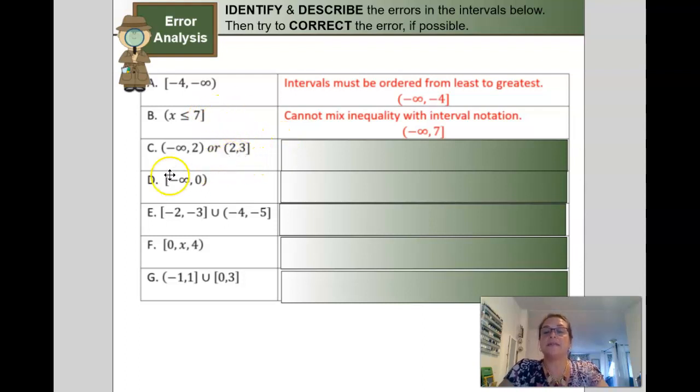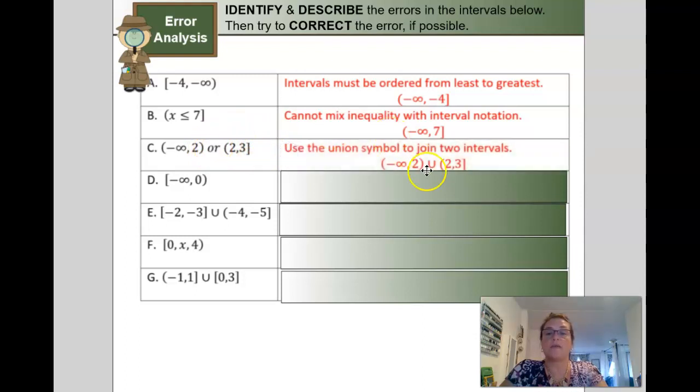Okay, in example C, this is two intervals, -infinity to 2 non-inclusive, or the 2 non-inclusive to 3 inclusive. So there's nothing wrong with the intervals themselves, right? They're going from least to greatest, both of them, and the -infinity is the parentheses. That all looks fine. The issue here is with writing the word or between them, right? Remember in the notes in example 2, we learned that you use a union symbol when joining two intervals.